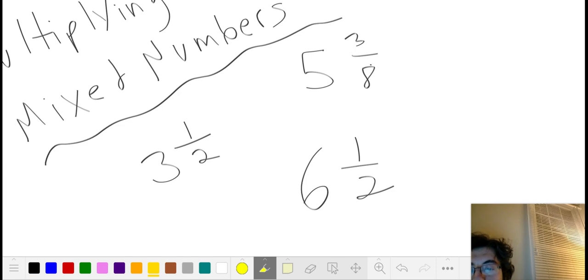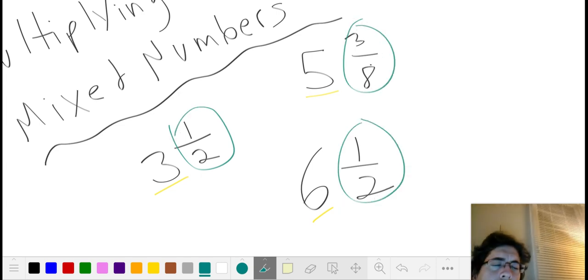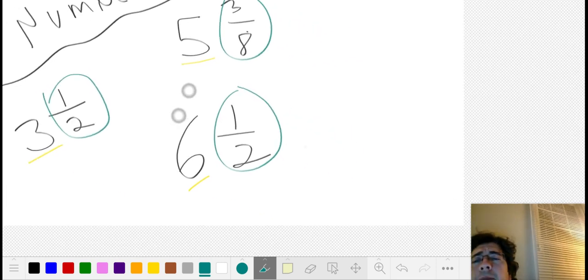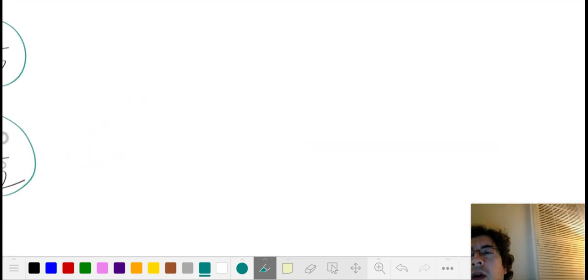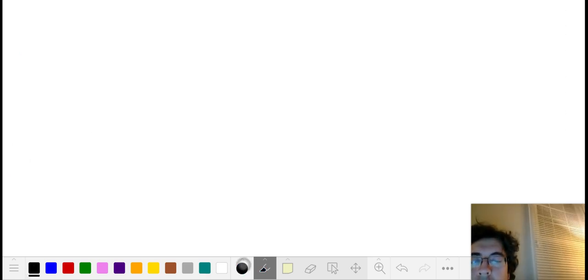So in all these examples, I have a whole number right next to a fraction. And so that's all a mixed number is, just a whole number and a fraction right next door to each other. So let's start talking about how you can multiply two of these numbers together. There's actually a couple different methods you could use.